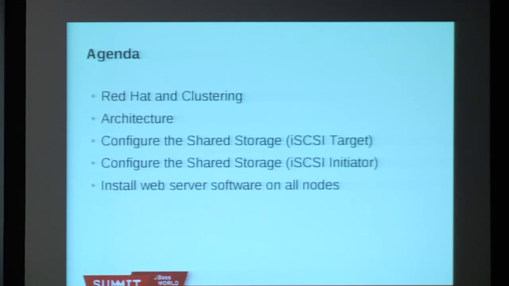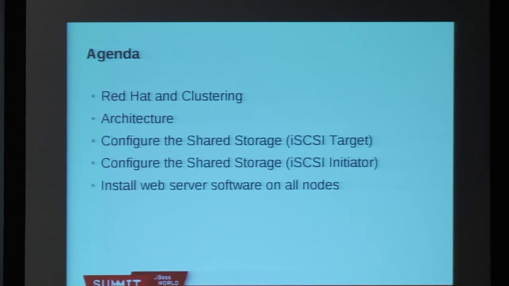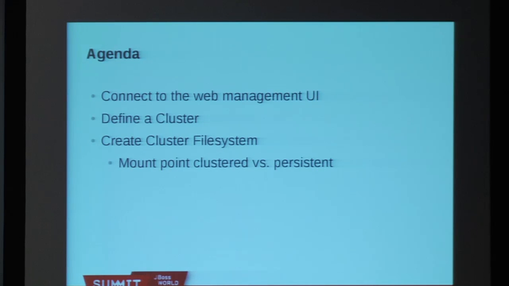So today, what we're going to be talking about is Red Hat and clustering, talk about the architecture of the cluster I used to build this presentation, and we'll talk about the steps. We're going to go step by step how I configured the cluster. So we're going to talk about setting up iSCSI both on the target or server and the initiator or client. I'm going to show you how to set up a highly available web server. So we'll install the web server software on all the nodes. I'll show you how to connect to the web management UI.